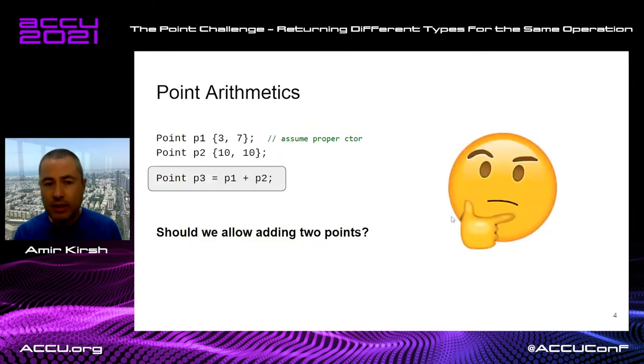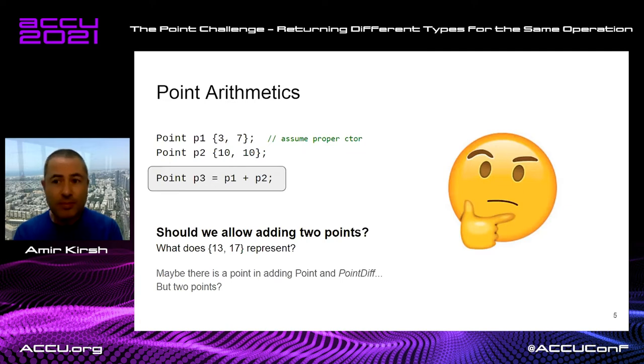When we go to point arithmetic, suppose that we assume we have a proper constructor for creating a point out of coordinates, the question is whether we should allow adding two points, whether we should allow the arithmetic of adding a point to a point. Is there a point in adding two points? Now, the first question is, what should this point represent? Suppose that we agree that adding two points means add the x to the x and the y to the y. What does the 13, 17 represent here? Maybe there is a point in adding point and point difference. For example, I can move a point, but adding two points is something which seems a bit pointless.